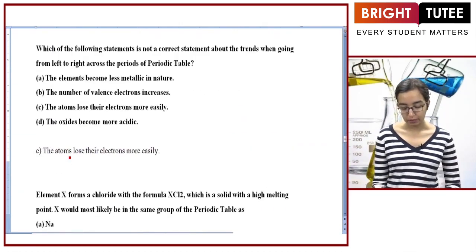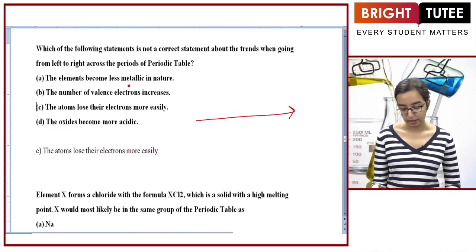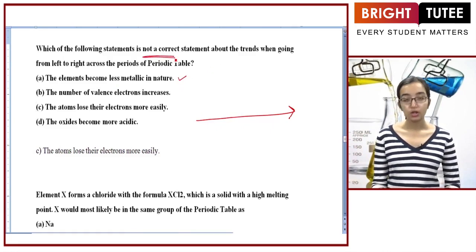Which of the following statements is not correct about the trends when going from left to right across the period? So, when we go from left to right across the period in the periodic table, the elements become less metallic in nature. This is true. So, we have to find the incorrect statement. This is actually true, and that is why this is not the answer.